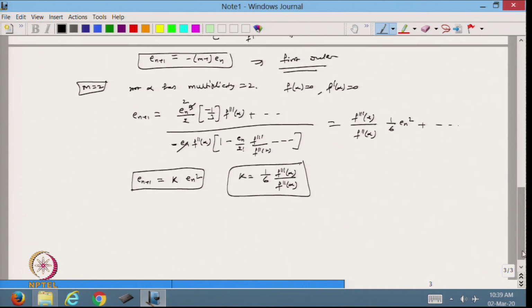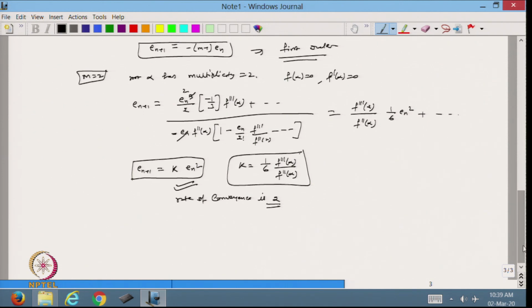And so, it means that just to keep the Newton-Raphson method of the second order, I put m is equal to 0, and in that case I am getting the second order convergence. So, rate of convergence is 2.